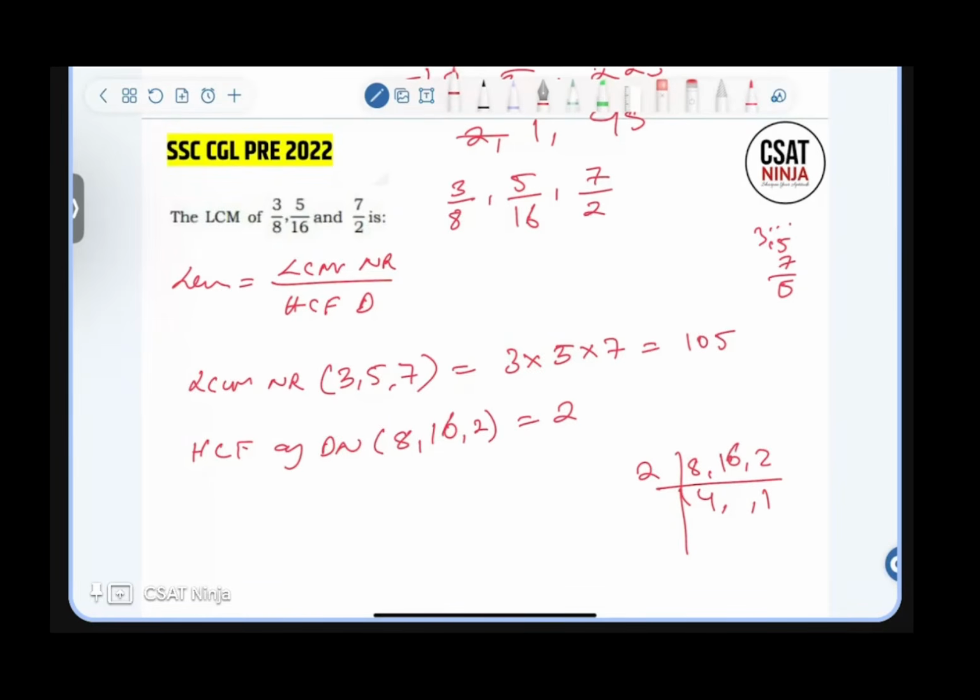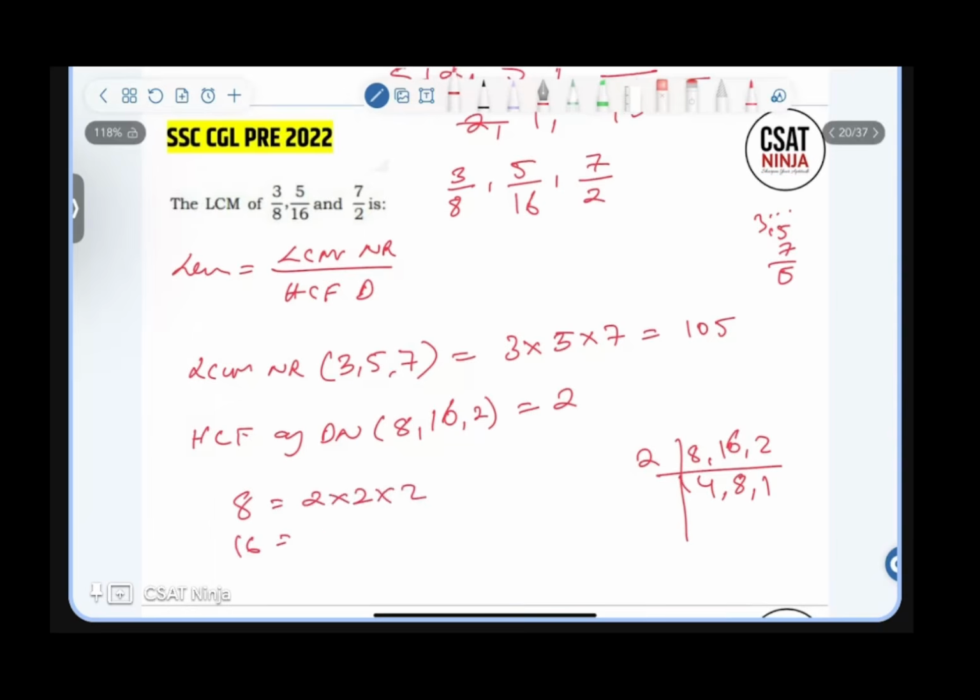So if this is 16, 2 8s are 16. But we can stop here. Why? Because there is no such number that can divide 4, 8, and 1, all three of them, okay? Because you have 1 here, that means you will have to stop there. But by the traditional approach, 8 can be written as 2 into 2 into 2. 16 can be written as 2 into 2 into 2 into 2. And 2 can be written as 2 into 1 only.